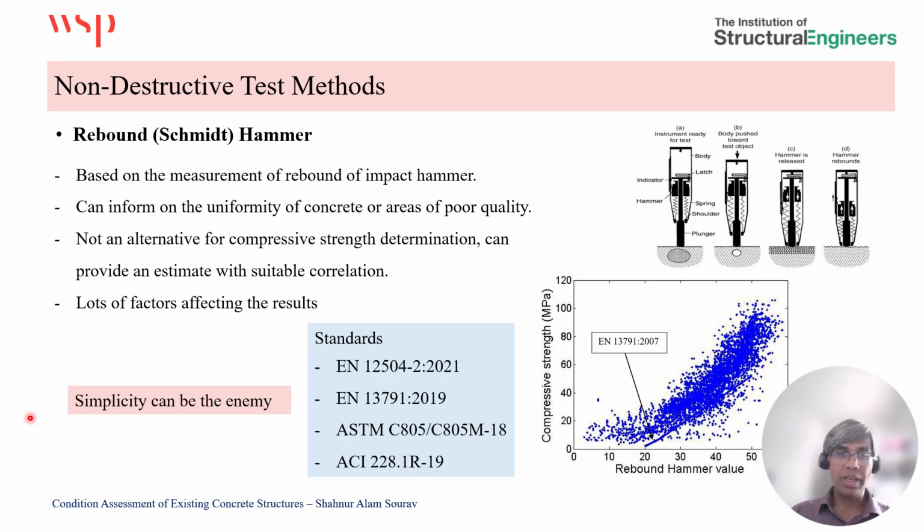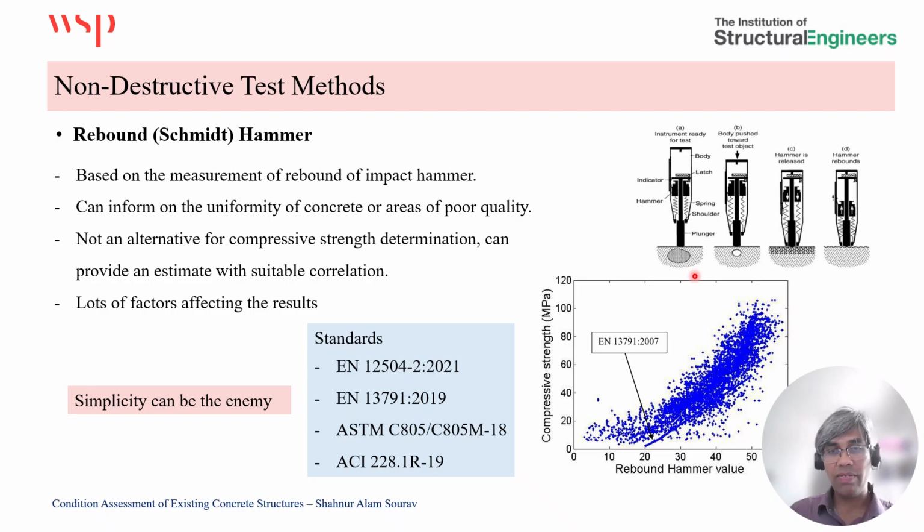However, this cannot be used as an alternative for compressive strength determination, but it can be used to get an estimation, which needs to be correlated with the information that we have already. Because the equipment is so simple to use, this simplicity can be its enemy. We need to be careful when assessing the rebound hammer test results, because there are a lot of factors that can affect the results.